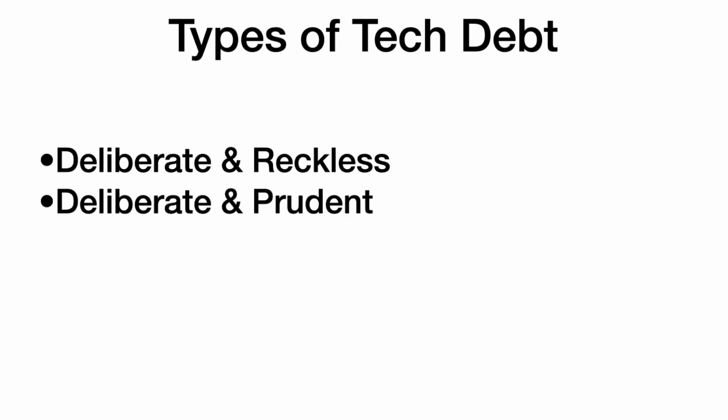Now this is called deliberate and prudent. Again, let's understand this term with financial debt. Let's say, for example, you want to buy a house and you don't have the full balance to pay in one go. So generally, for house loans, we go for EMIs.